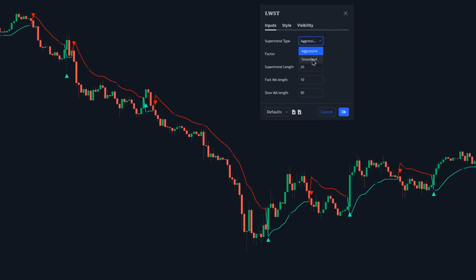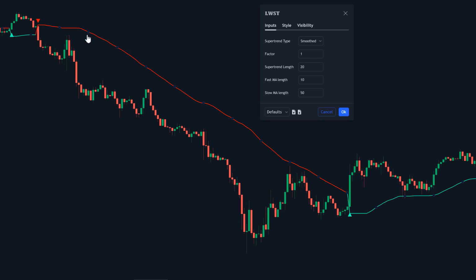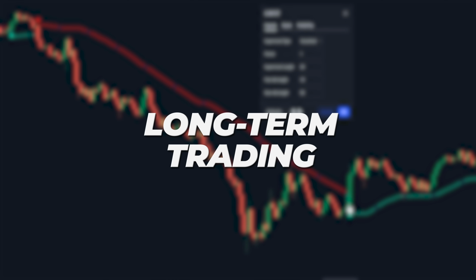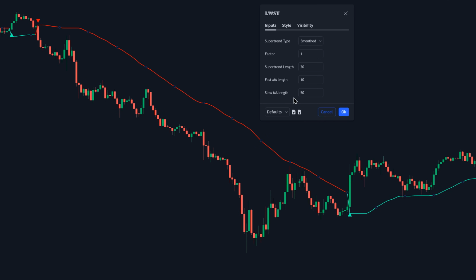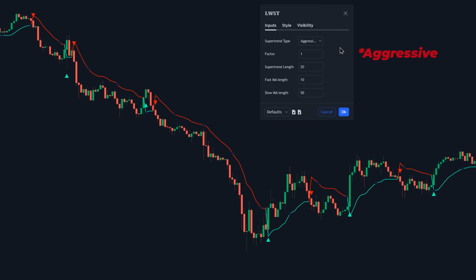Next, we have the smoothed mode. This offers smoother signals for longer-term trading using a simple moving average, also known as the SMA. Remember, whenever the smoothed mode is selected, the fast EMA length option is not going to be utilized. While we're still in the settings, I'm going to return the super trend type to smoothed because that is the one I'm going to go with because I'm going to be trading this on the 1 hour time frame of GBP/JPY. After that, click OK.